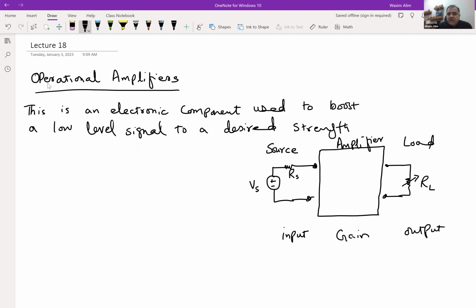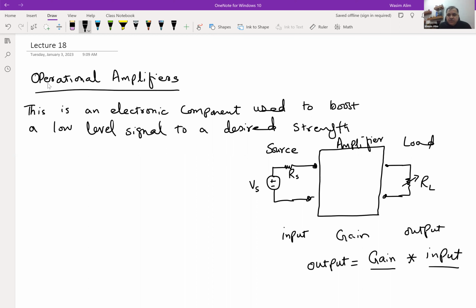So in other words, our output should be equal to gain times the input. By the amount of this gain, we're amplifying the input signal. So that's the boost that we're giving to it, right?